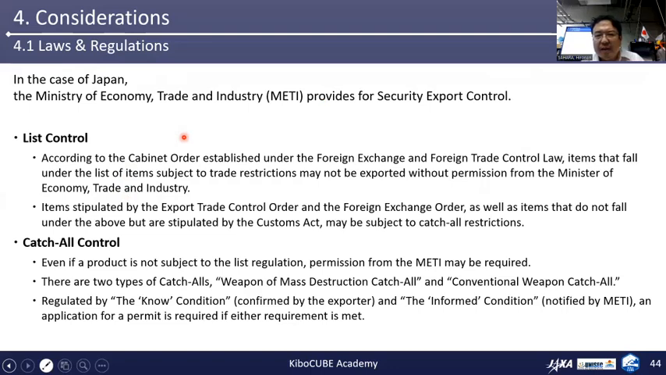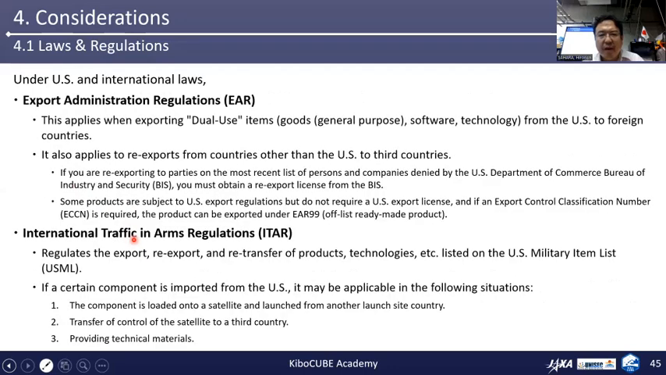In addition, there are strict security regulations governing the purchase of propulsion system elements from overseas and the export of propulsion systems and satellites equipped with the propulsion system to other countries. In the case of Japan, the Ministry of Economy, Trade and Industry has jurisdiction over these regulations as list control and catch-all control. U.S. security regulations include the Export Administration Regulations and the ITAR.